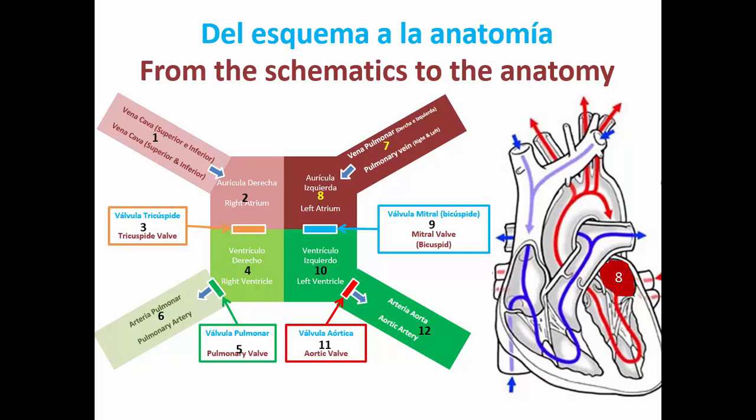After they reach the left atrium, it's pushed through a valve. Remember, this one's made up of two parts, so it's the bicuspid valve, or you can also call it the mitral valve. After it passes this valve between the left atrium and the left ventricle, it reaches the left ventricle.